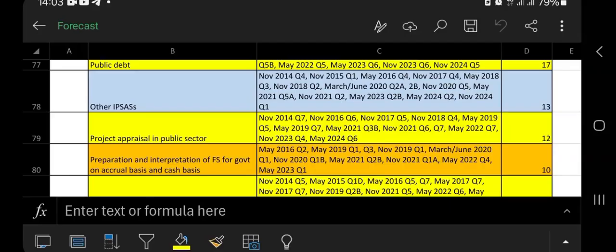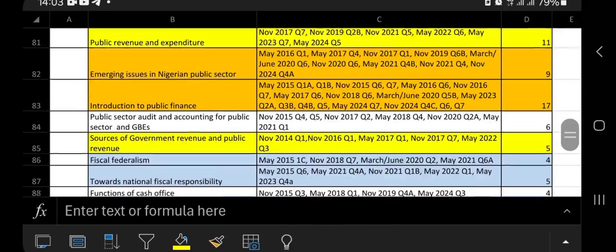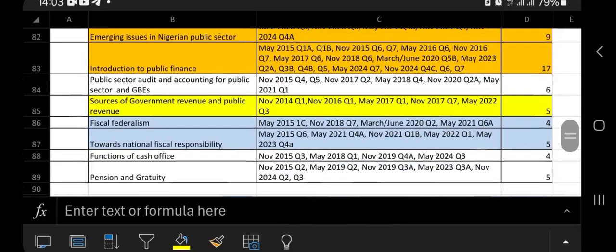Next is project appraisal in the public sector. It was last examined in May 2024. It's probable in May 2025. So pay attention. Next is public revenue and expenditure. Also last examined in May 2024. It's probable in May 2025. Then we move to sources of government revenue and public revenue. It's been a while since this was actually examined, May 2022. That's a long time. Do not be caught by surprise.